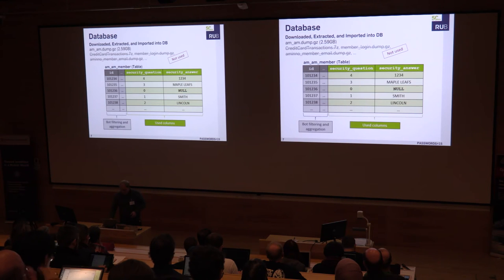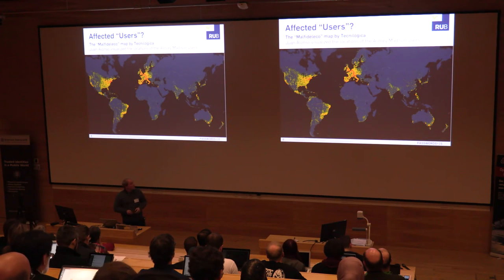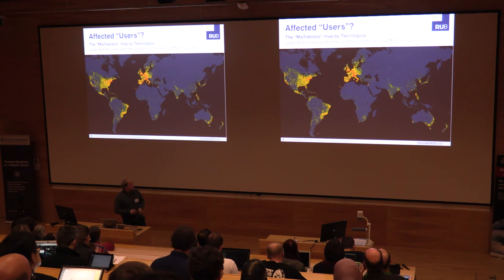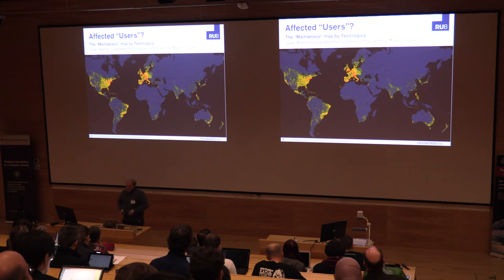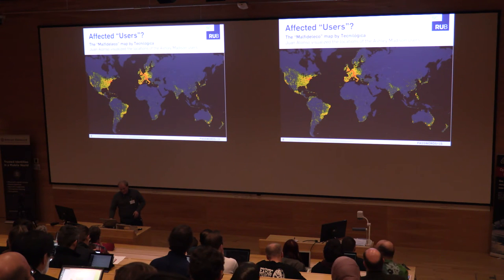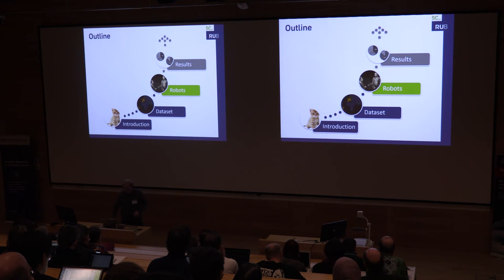The question arises who was affected by this leak. There is a map. You can find it online by Juan Alonso, who plotted the location of the users, which were also included in the leak. And you can spot there's a huge number of users in Europe, and there's a reason for it. And that's why I have this next slide about the robots. We are now in the third part.